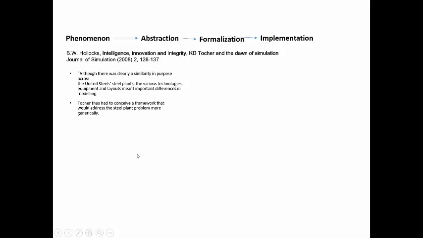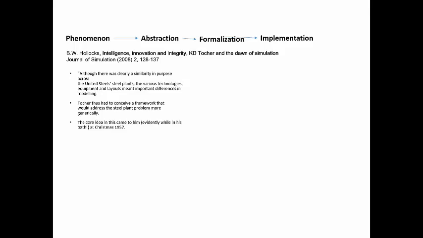So let's look at this progression from abstraction to formalization and implementation in the case of modeling and simulation. There's a very interesting paper by Holmes on the dawn of simulation, focusing on the contribution of K.D. Tocher in intelligence, innovation, and integrity. And Tocher was dealing with the early modeling in the 50s and 60s of steel plants in England, and they all had a certain similarity, of course, of steel production, but varied also tremendously in their different technologies, equipment, and layouts in their different locations. And Tocher had to conceive a framework that would address the steel plant problem more generically.